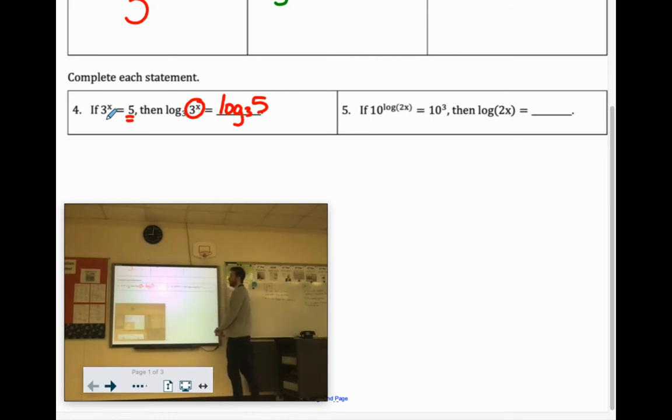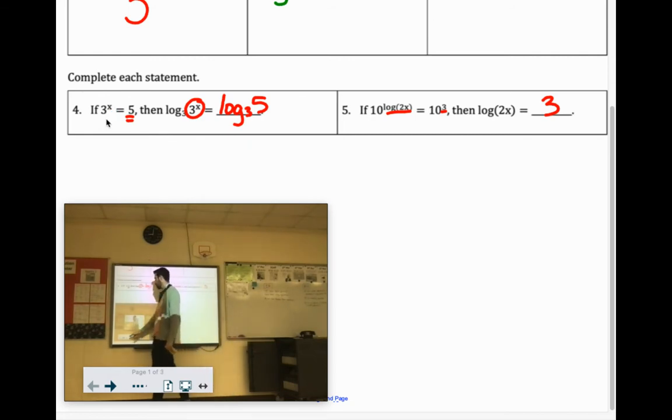If 10 to the log 2x equals 10 to the third, then log of 2x equals, well, look where log of 2x is. It's the exponent. This is a balanced equation. So this exponent is going to be equal to the other exponent since they're both base 10. So log of 2x is going to equal 3.